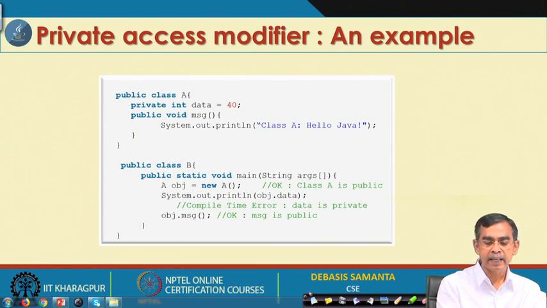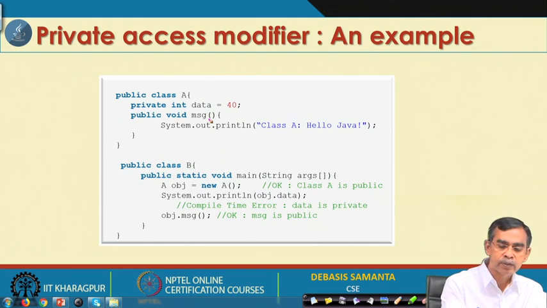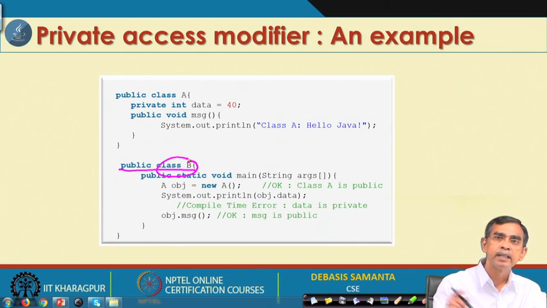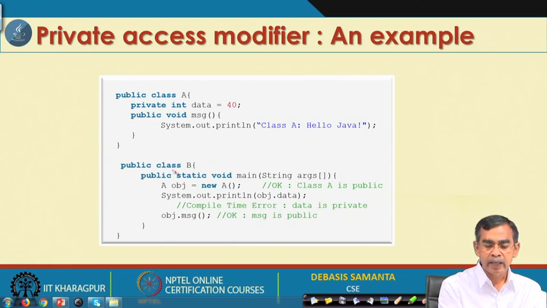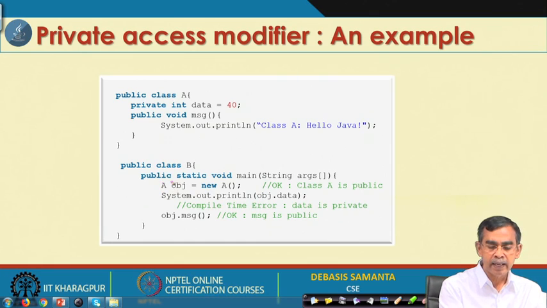Now, let us consider class B, maybe in the same file. If it is in a different file in the same directory or subdirectory, it is also equally applicable. This class B is also declared as public, that means this class can be accessed from any other class. Let us say the whole program is saved in one file called b.java. Now, as it is a public class, we can create an object. Because public is accessible, no problem.